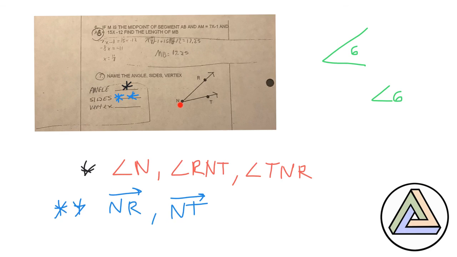Vertex. The vertex is a point. Well, what's the point? Triple asterisk. What is the point that corresponds with the vertex? Well, that would be N. Done.